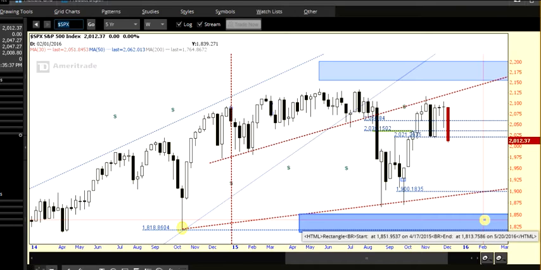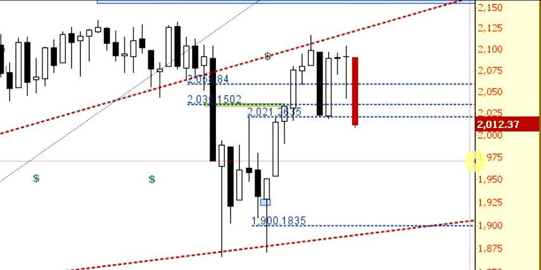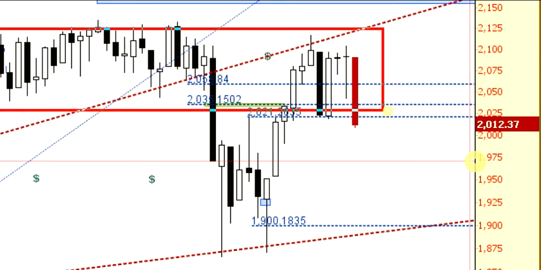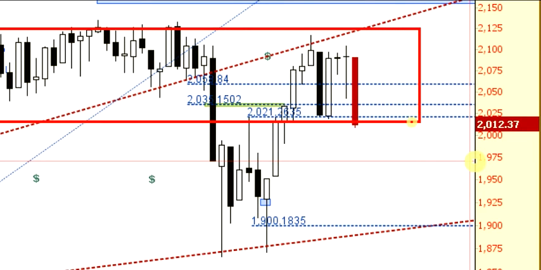It is Sunday, about 1 o'clock, and we had a pretty good down week last week in the market. The market for a while now has been kind of looking tired right through this area right here.